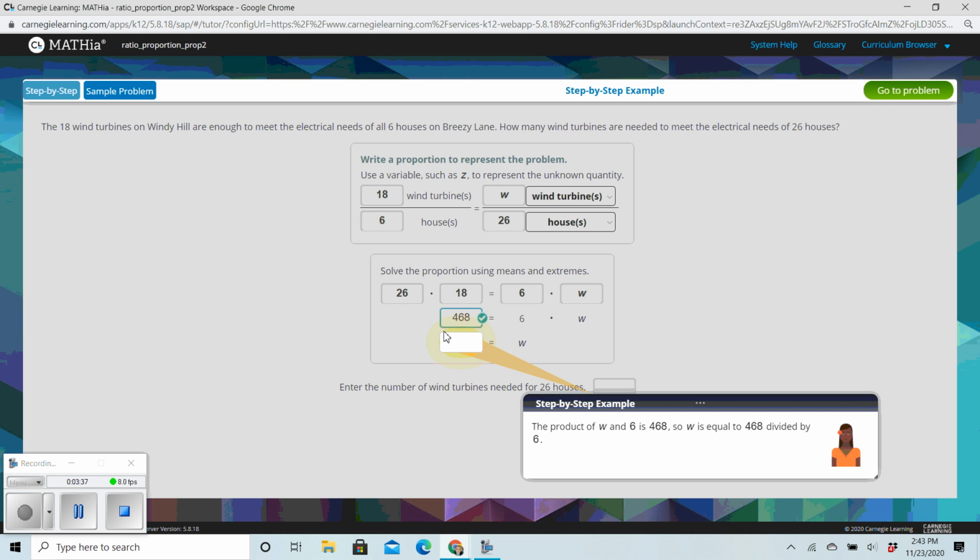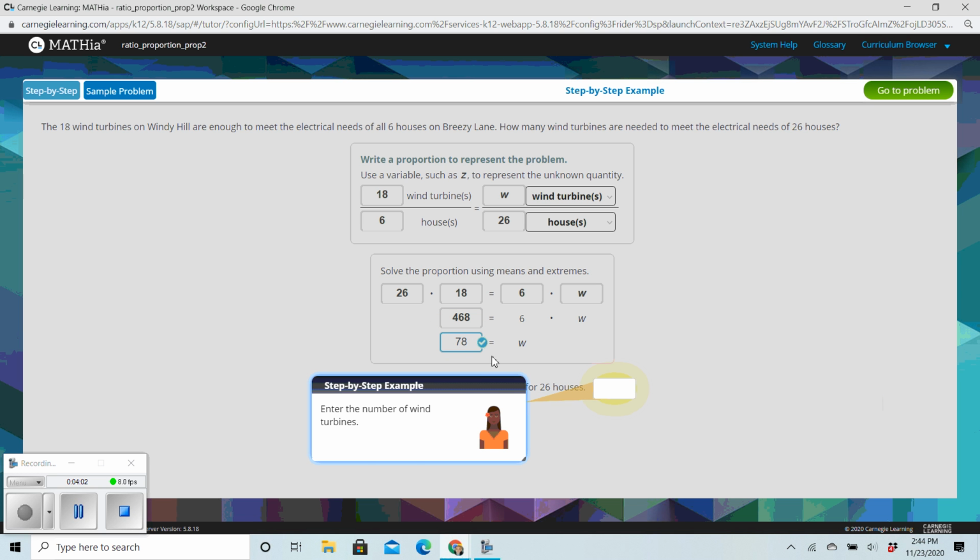The last thing that you need to do, and we've talked about this before, is get rid of this 6 times W. We're just trying to get W. Well, with 6 times W, the only way to get rid of a multiplication is division. So we're going to have to divide both sides by 6. 468 divided by 6 equals 78. So let's type that in.